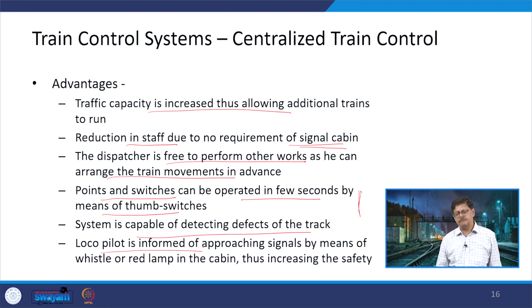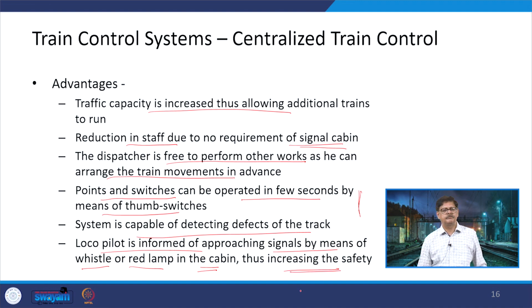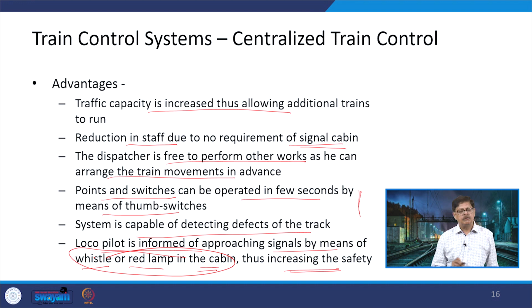Then the loco-pilot is informed of the approaching signals by means of a whistle or a red lamp in the cabin, and this further improves the safety. So, if there is a possibility that the loco-pilot is not attentive, is not looking at the signal, in that case these two things will help the loco-pilot to become attentive, take control and take the decision as per the signal which is being shown.